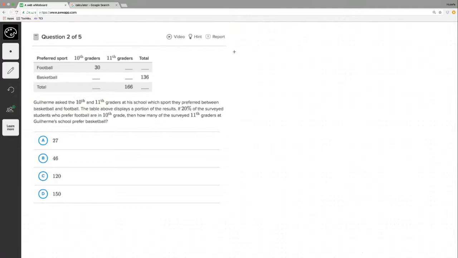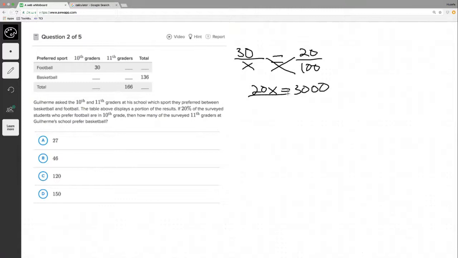So this means 30 over the total number of people who prefer football. 30 is only 20%. I'm setting up a percent proportion. This is almost like a percentage problem, but we are using table data. So 30 over x equals 20 over 100. We can cross multiply. We get 20x equals 3,000. Divide both sides by 20.